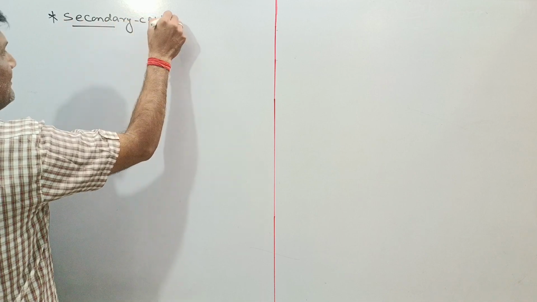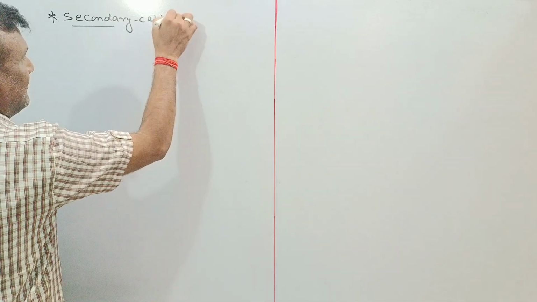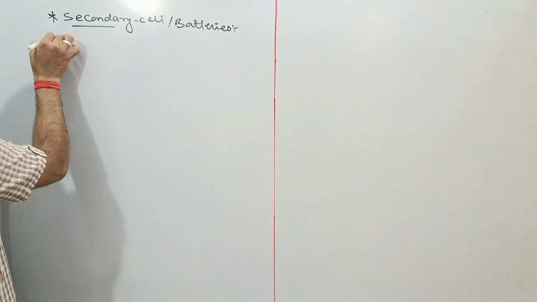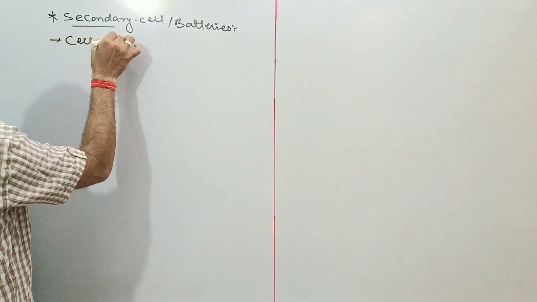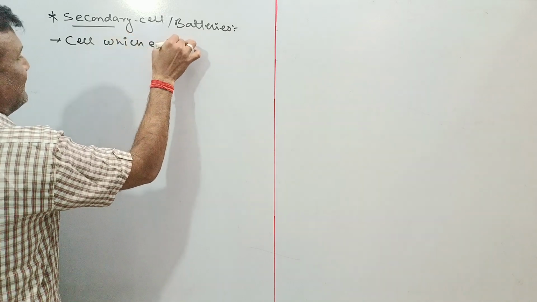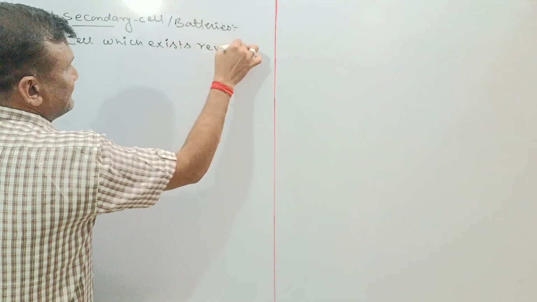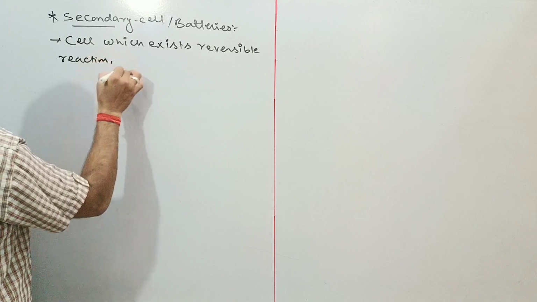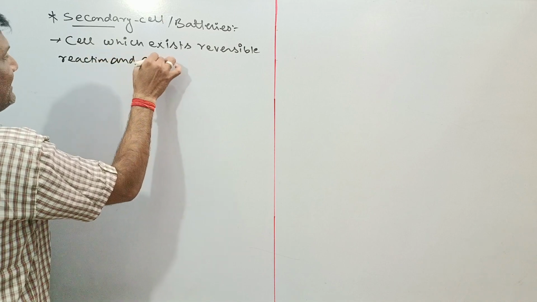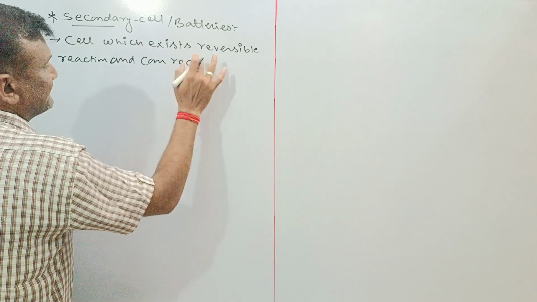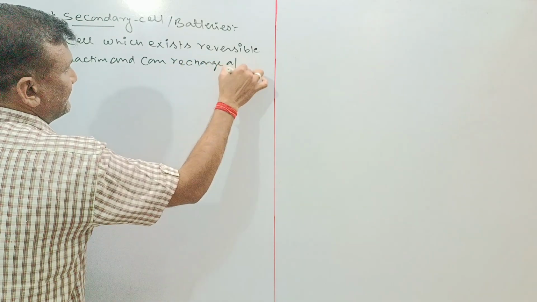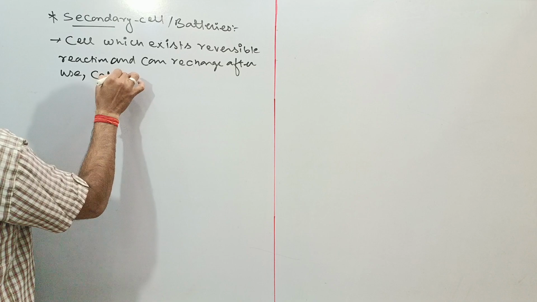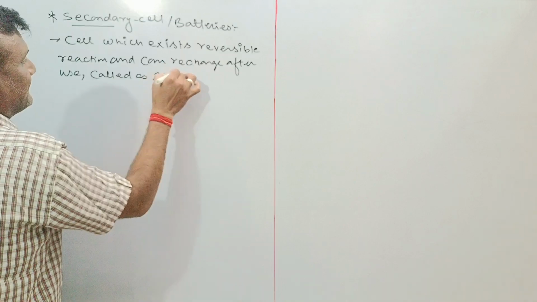Secondary cell. If we go with these cells, or you can say batteries also, secondary cell or batteries, we can say a cell which exists as reversible reactions and can recharge after use, is known as a secondary cell.